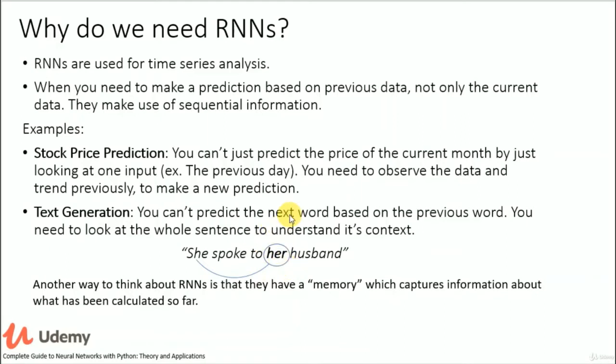Now, another way to think about RNNs is memory. I said this before. RNNs are basically memory networks, and they capture information about what has been calculated so far. At the end of this video, we're going to walk through a practical example, step by step, and you'll get a clearer understanding of what RNNs really do. Let's jump to the next slide and see what RNNs really are.